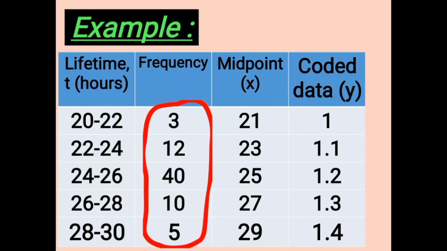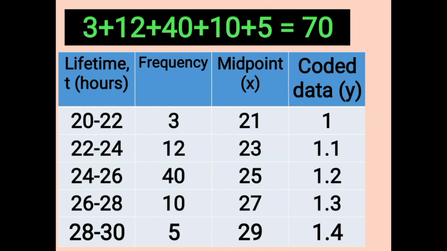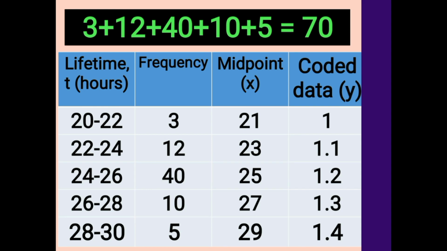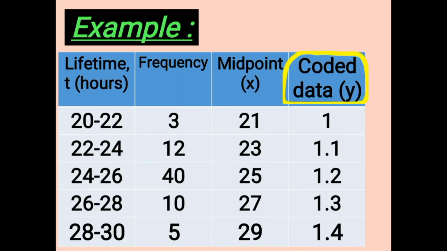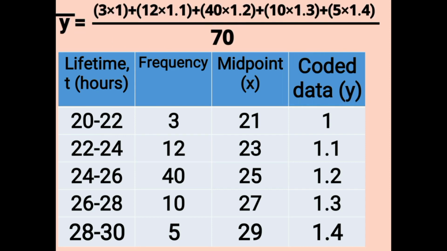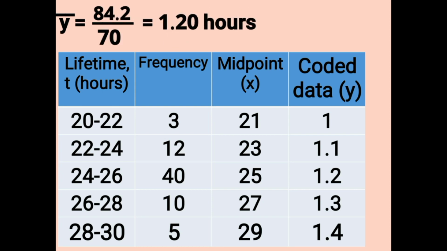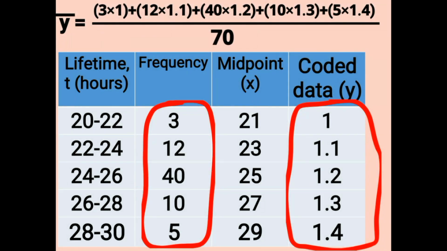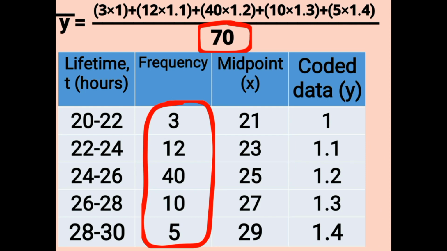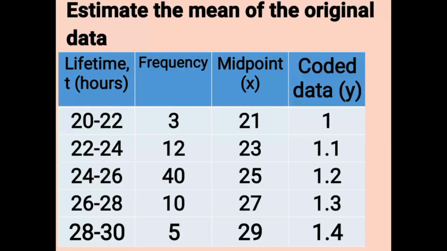So, first I'll add all the frequencies together: 3 plus 12 plus 40 plus 10 plus 5 equals 70. Now, using this formula for the coded data values, y bar equals (3 times 1 plus 12 times 1.1 plus 40 times 1.2 plus 10 times 1.3 plus 5 times 1.4) divided by 70, which equals (3 plus 13.2 plus 48 plus 13 plus 7) divided by 70, which equals 84.2 over 70, equals 1.20 hours. So here we divided the sum of the products of the coded data values and their frequencies by the total frequencies.